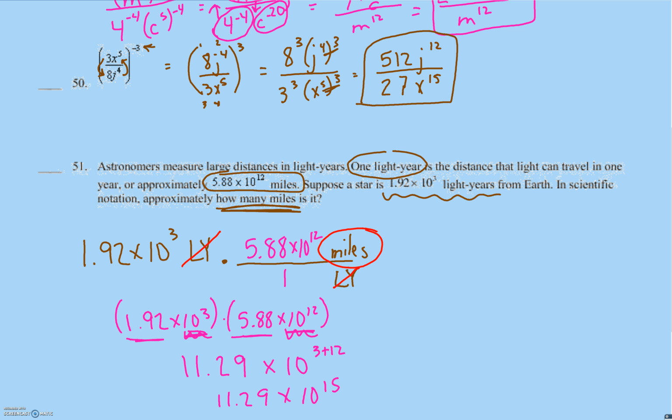But my answer is not in scientific notation. I have to move 1 spot to get in scientific notation, which means I add 1 to my exponent. When I go from a big number to a small number, I have to add 1 to my exponent to get back to where we started, which means I have 1.13, which is where the quiz rounded to, 2 decimal places, same here, times 10 to the 16th, and we're looking for miles.